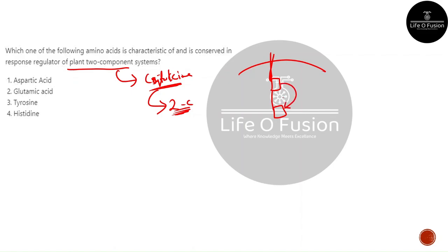So in plants, the receptor domain is always a histidine and the regulator domain is an aspartic acid. The question asked was the conserved response regulator. Which is the response regulator? Aspartic acid is the response regulator.